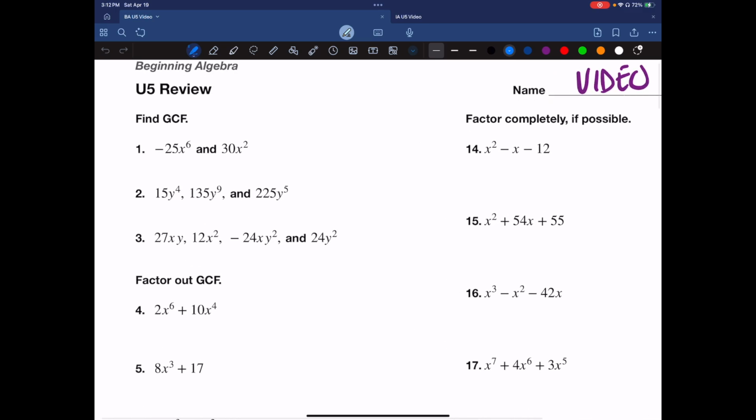For number 1, we look at negative 25x to the 6th and 30x squared. They both have at least a 5 that goes into them, and they both have at least x squared, so I can take that out. It's going to be 5x squared as your GCF.